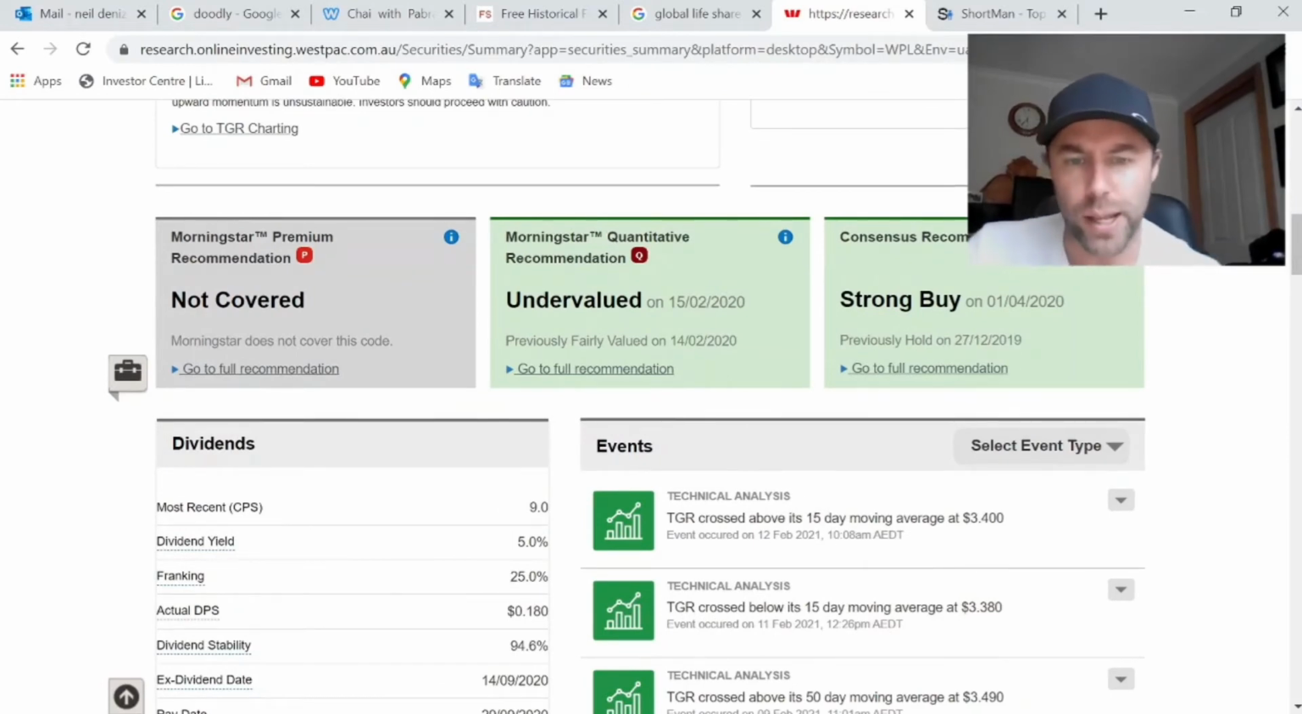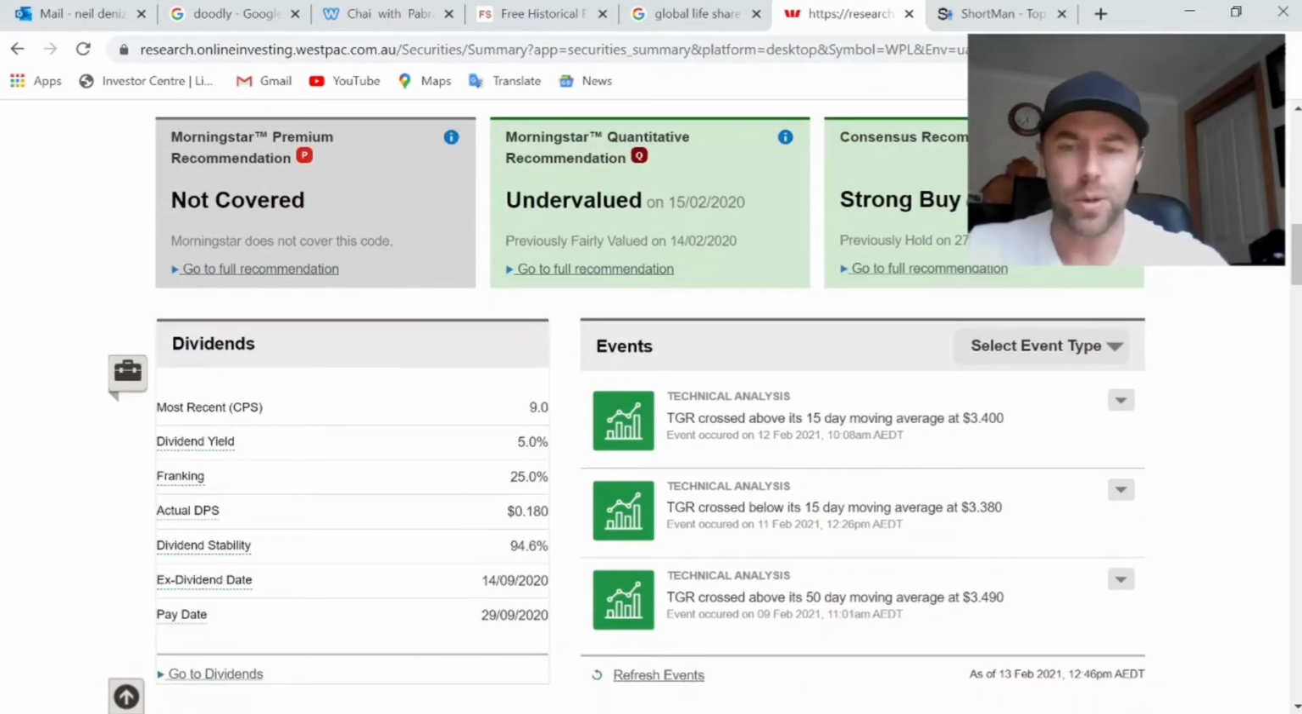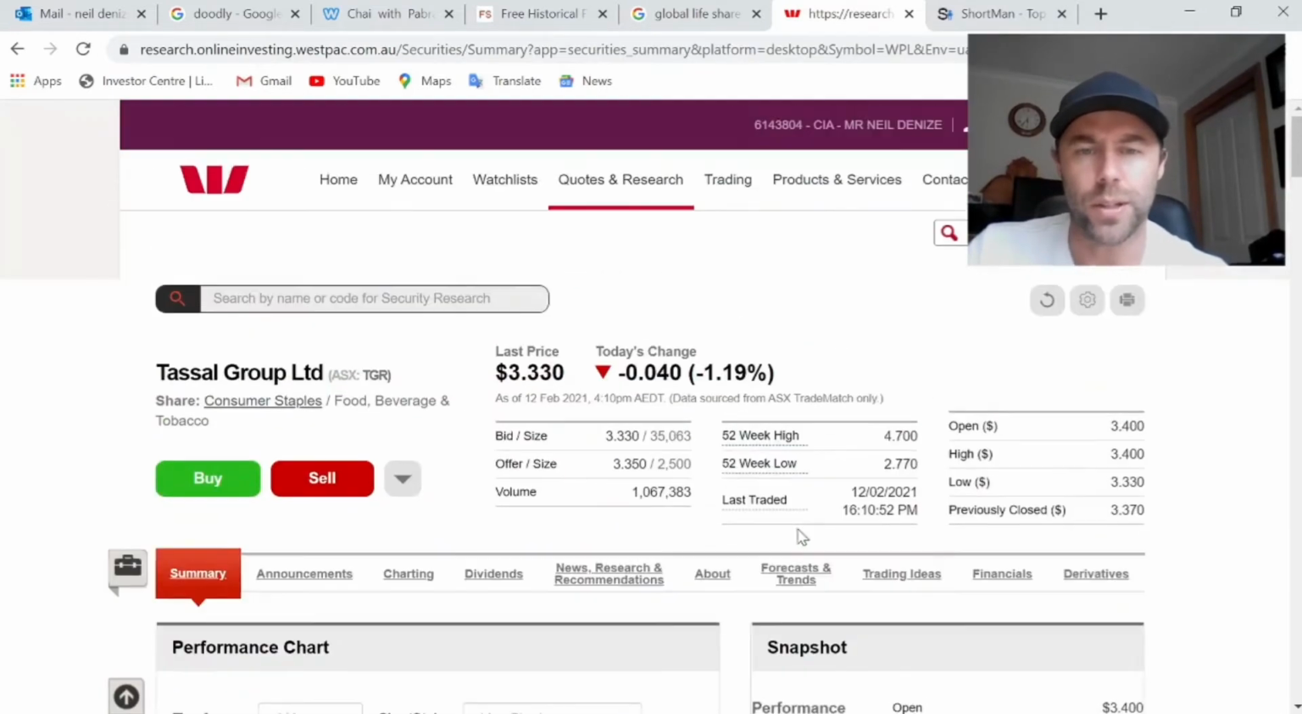Also, you've got some technical analysis down here if you wanted to look into that. This is not something I follow too closely, the technical analysis of things, but it's something I do have a basic understanding of, but it's not something I really follow too much on a day-to-day basis.